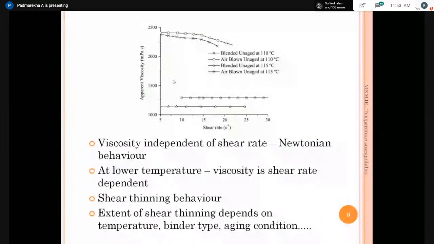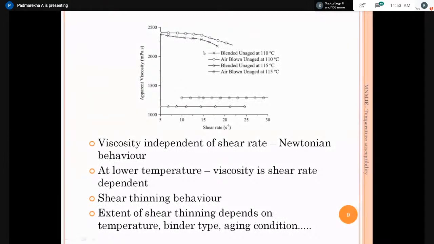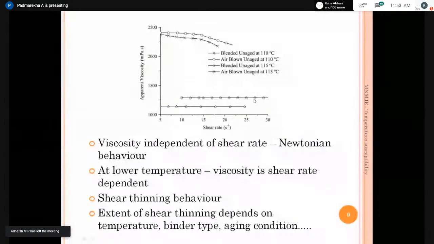So bitumen exhibits a Newtonian response at very high temperature. What is Newtonian response here? Viscosity is independent of shear rate. So here the capillary viscometer, what we measure at 60 degrees Celsius, is a Newtonian viscosity. If viscosity is independent of shear rate, I call it a Newtonian behavior. At low temperature, we see viscosity to be shear rate dependent, and shear rate dependent is like you have a shear thinning behavior.